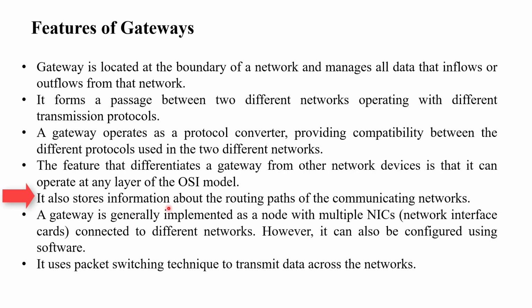It also stores information about the routing path of the communicating network. Gateway is generally implemented as a node with multiple NICs connected to different networks. However, it can also be configured using software. It uses the packet switching technique to transmit data across the network. So these are the main features of gateway.